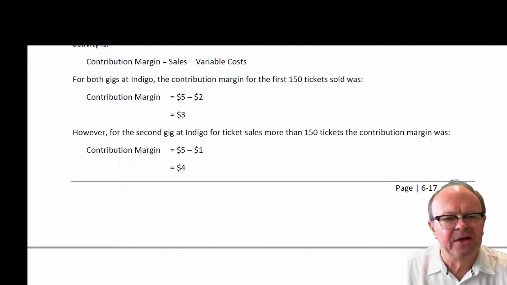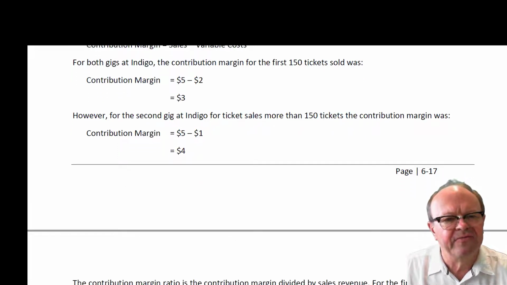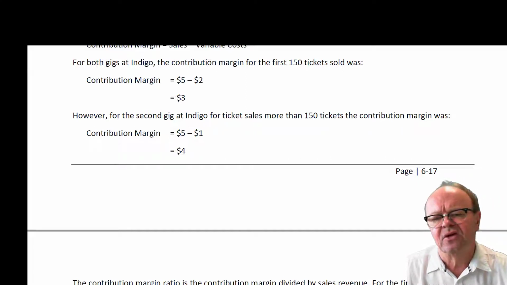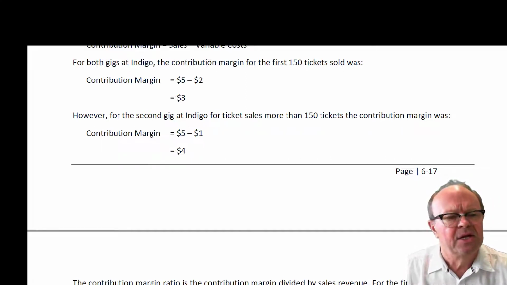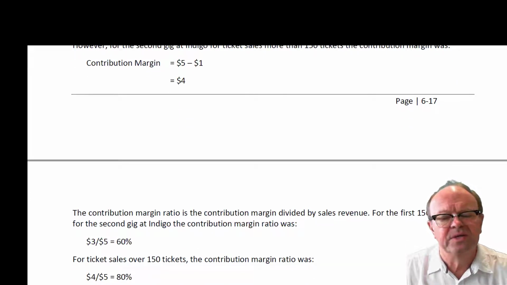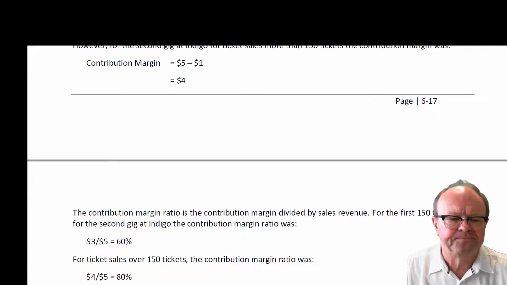For both gigs at Indigo, the contribution margin for the first 150 tickets sold was contribution margin equals $5 less $2, which equals $3. However, for the second gig at Indigo, for ticket sales more than 150 tickets, the contribution margin was contribution margin equals $5 minus $1, which equals $4.